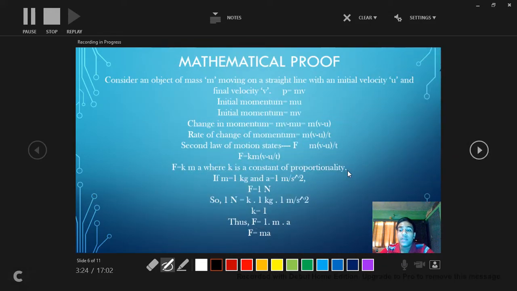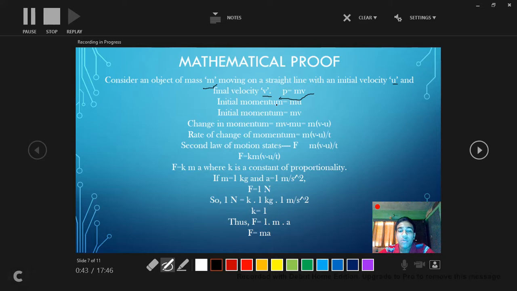A mathematical proof of this second law of motion. Let us consider an object of mass m moving on a straight line with an initial velocity u and final velocity v. This is a statement, nothing else. So p is equal to mv: momentum is equal to mass into velocity. A body has a single mass, it cannot have two masses unless you add or decrease something.